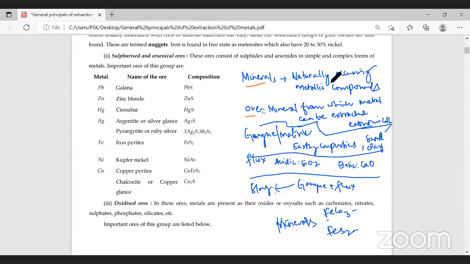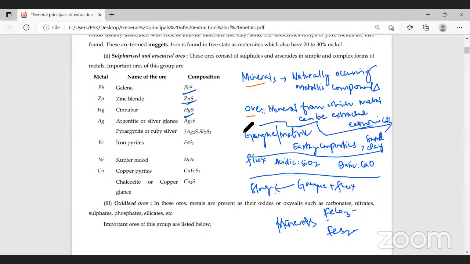Now, first 5 terms. First one is minerals. Naturally occurring metallic compounds are called minerals. There are so many examples here. Galena, PbS, it's a mineral. ZnS, zinc sulfide, it's a mineral. Cinnabar, HgS, is a mineral. All these are sulfide ores. We'll come back to that a little later. Minerals are naturally occurring metallic compounds.